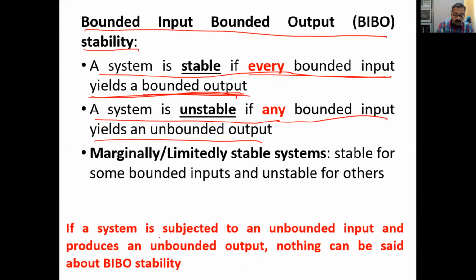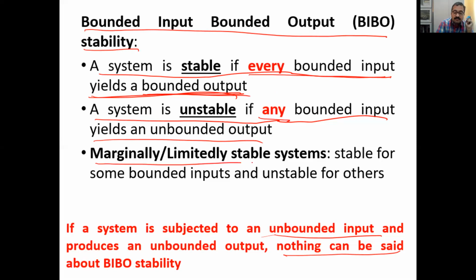But it is silent when the system is subject to an unbounded input. If a system is subject to an unbounded input and produces an unbounded output, nothing can be concluded about BIBO stability. So stability is concluded only in terms of bounded inputs. A system is BIBO stable if every bounded input yields a bounded output. A system is unstable if any bounded input yields an unbounded output.